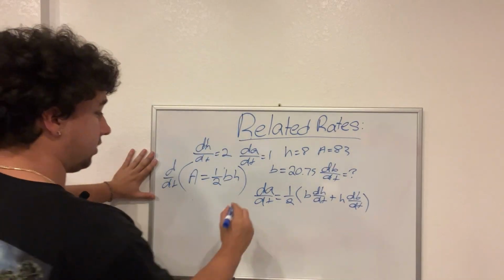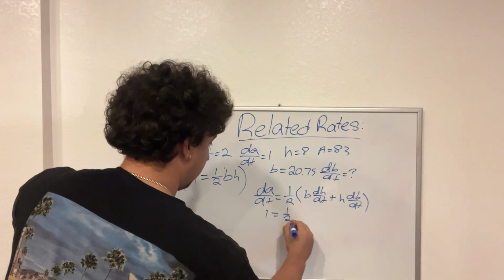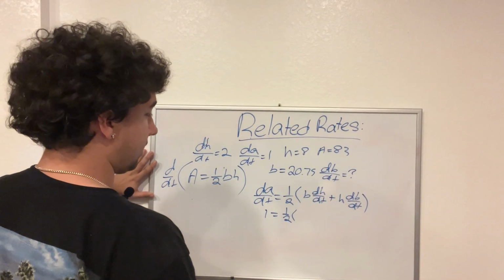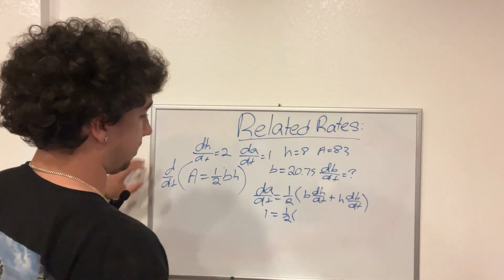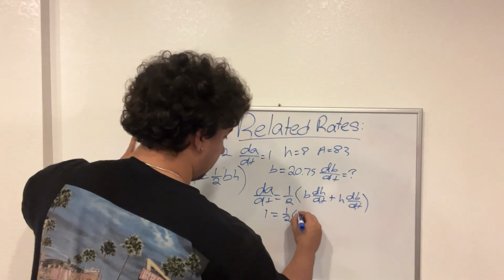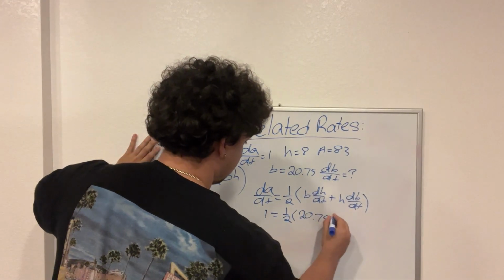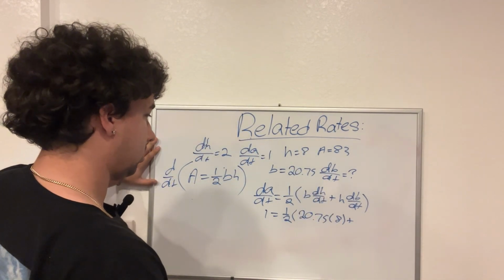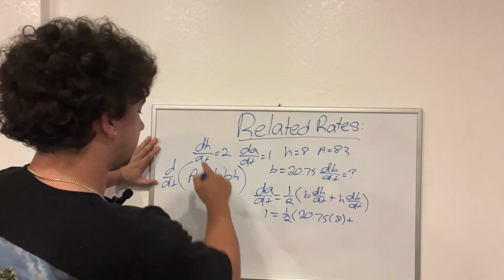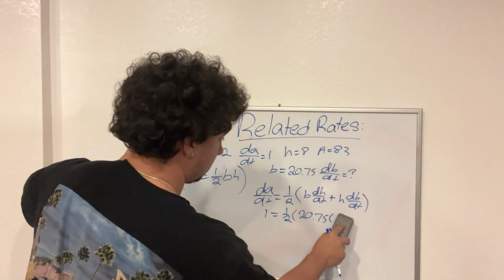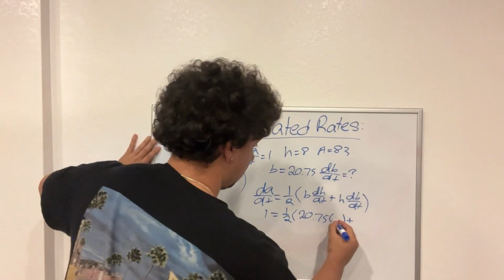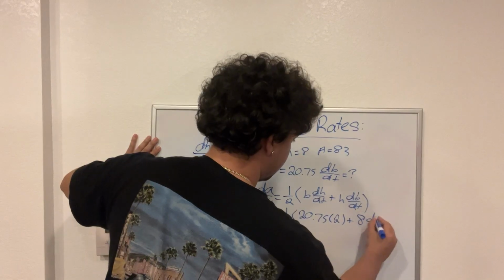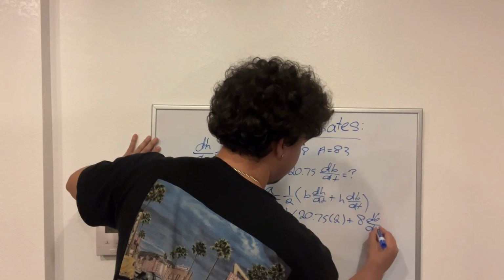Well, now I'm going to plug everything in, so I get 1 equals 1/2. B in this case is 20.75. H is 8, but it's going to be divided by 2 there. So, well, let me just plug everything in, and then we can do that afterwards. Times 8 plus H. Oh, dH/dt. dH/dt is 2. I lied, so this is going to be 2. And then this one here is going to be 8 times dB/dt.